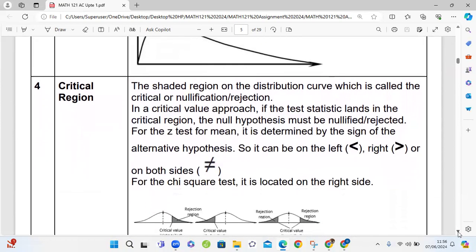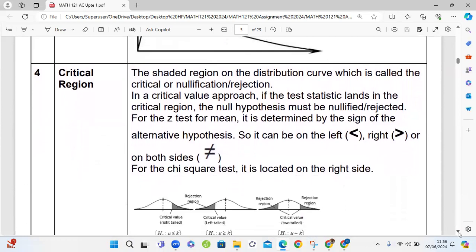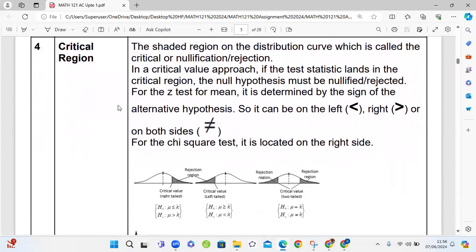Now you have what you call a critical region. So that's another term that we have to learn in that topic. It is a shaded region on a distribution curve, which is called the critical or nullification region or rejection region. In a critical value approach, if the test statistic lands in the critical region, the null hypothesis must be nullified or rejected. So you have what you call a critical region, and you have what you call a test statistic. We'll be talking about a test statistic in a while.